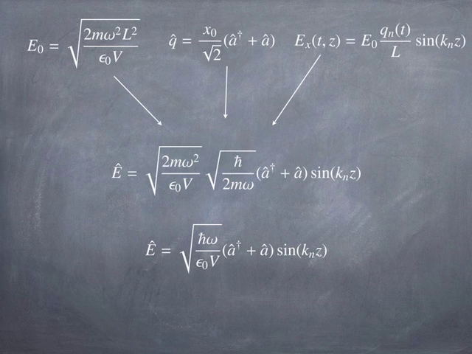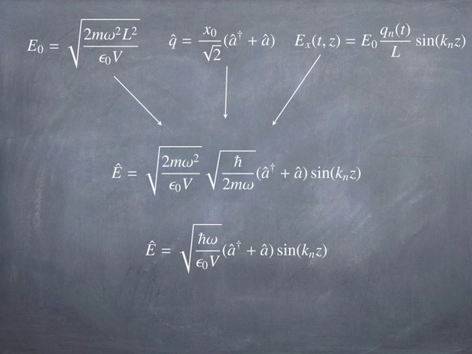once I've quantized the simple harmonic oscillator version of Maxwell's equations, turns out to look like a displacement. It looks a lot like the displacement operator for the one-dimensional simple harmonic oscillator, except that it's got this square root of h bar omega over epsilon 0 v.